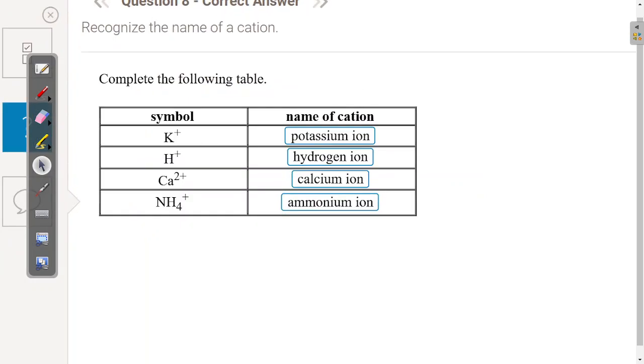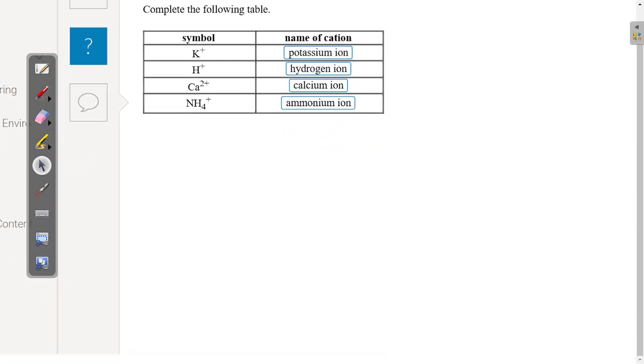K plus is potassium, it's a potassium ion. H plus is hydrogen ion. Ca2 plus is calcium ion. And NH4 plus is not ammonia, it's ammonium. So don't get confused. And NH3 is ammonia. So this is ammonium, the ammonium ion.